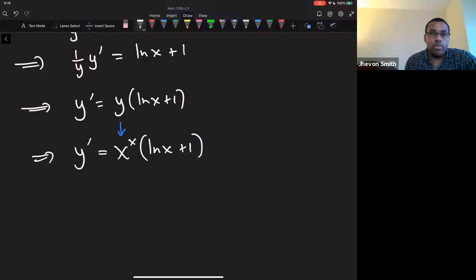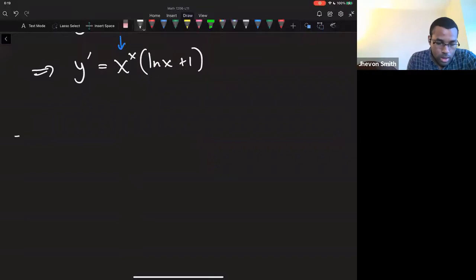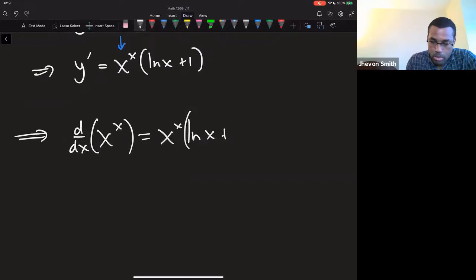And that gives you that the derivative of x to the x is x to the x times (ln x plus 1), where, of course, the x is inside the log here and the plus 1 is separate. You could also do 1 plus ln x to avoid confusion, but that would be the answer.